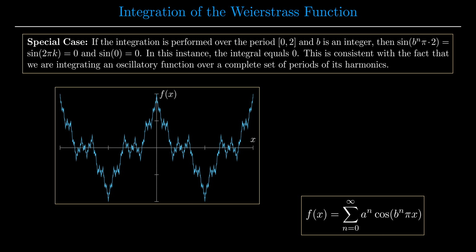A special case to note: if we integrate over the period 0 to 2 and b is an integer, the sine terms vanish. In this instance, the total integral equals 0. This makes sense, as we are integrating an oscillatory function over a complete set of periods.